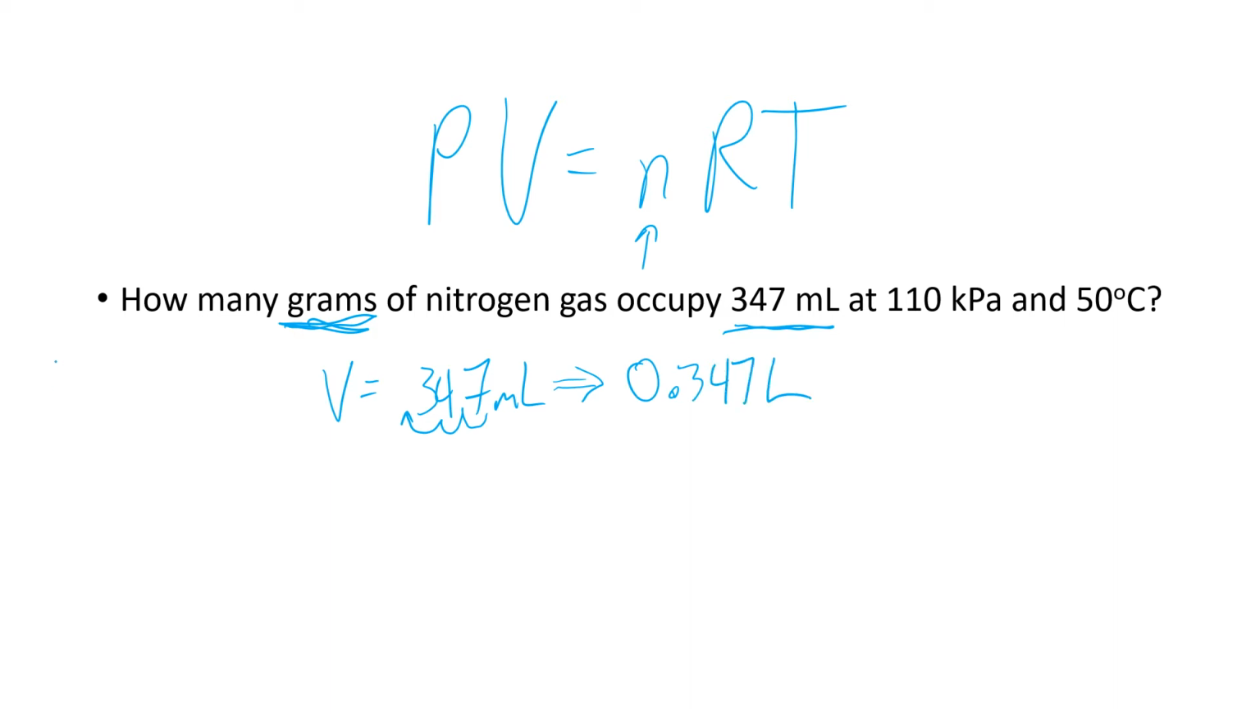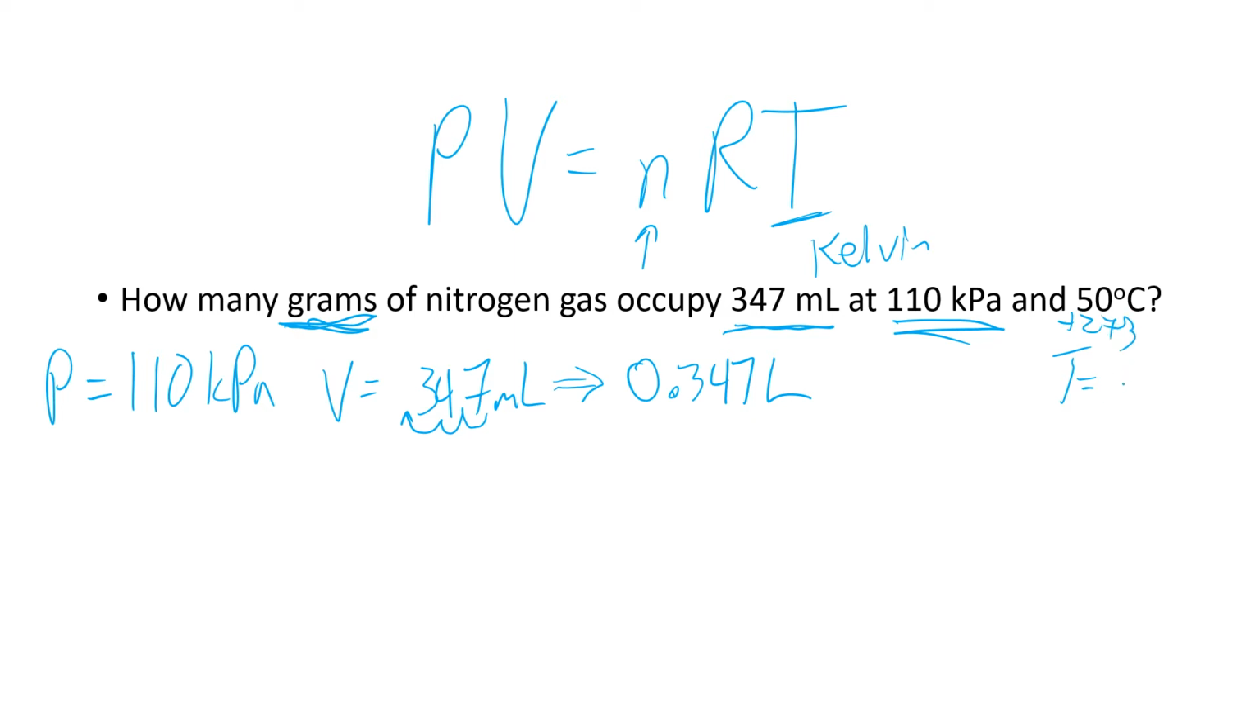The pressure is here, the 110 kPa. You know that from the units of the pressure, kPa. The temperature is currently in Celsius. We need that to be in Kelvin, right? That's a big stickler in this unit. So we're going to add 273, and we're going to get 323 Kelvin. And then the R we're going to use, because this is kPa, we're going to need that R that deals with kPa.